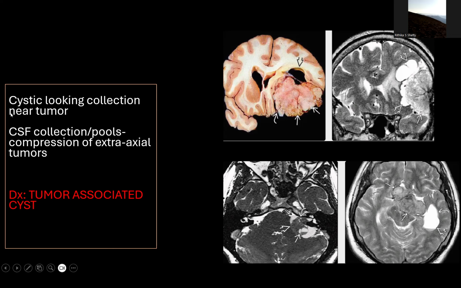So, cystic looking collection near tumor, CSF collection or pool, compression of extraaxial tumor. So, tumor associated cyst.